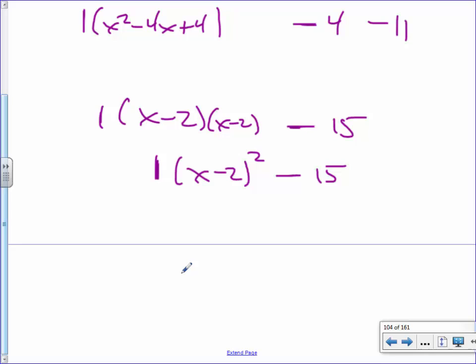Why is this format useful? I know where my vertex is. 2, minus 15 is my vertex.